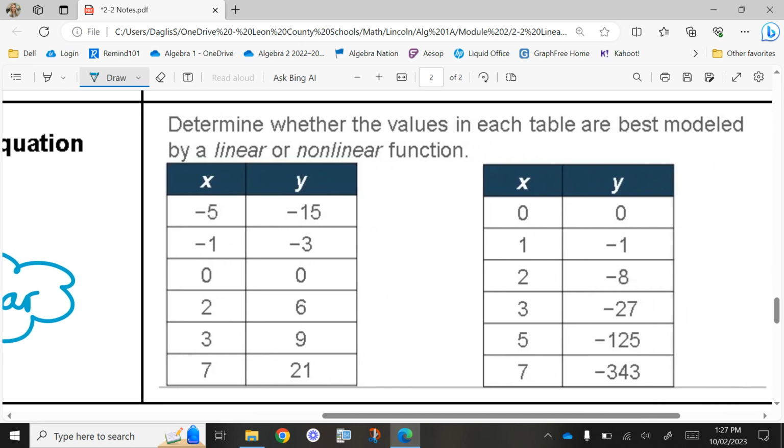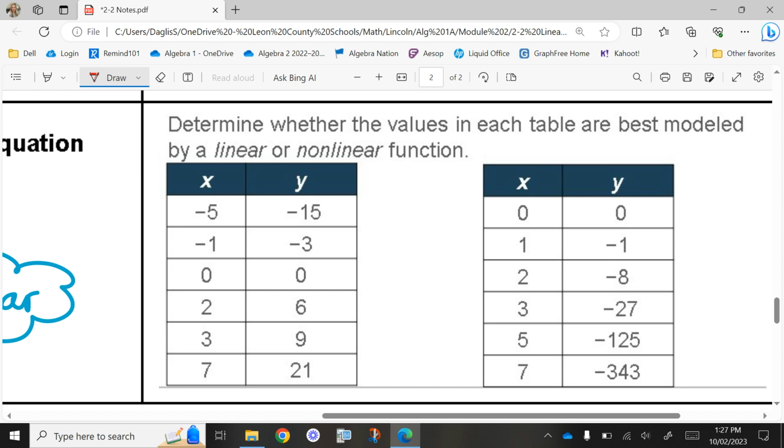Here we go. In my warm-up, we checked to make sure that my x's were going up by the same, that my y's were going up by the same. This changes a little bit, because look at my x's: -5 to -1 to 0 to 2 to 3. They're not going up by the same each time. It doesn't mean it's not a line. It just means that we have more work to do. So we're going to find their rate of change between the points.